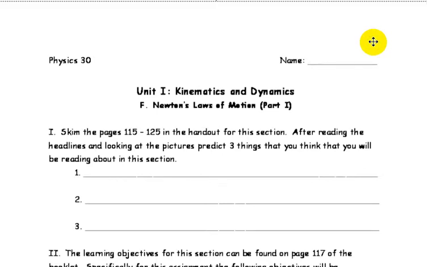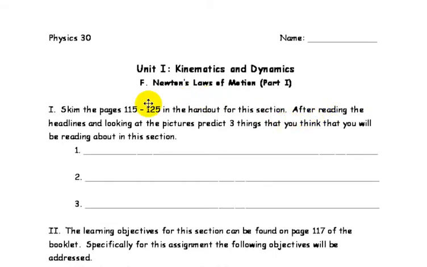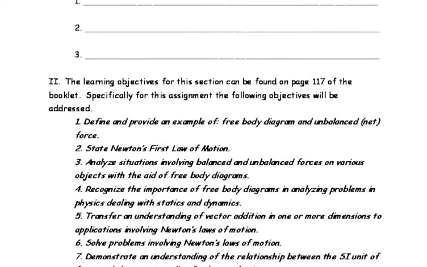Welcome back, Physics 30. This is the last part of Unit 1. It's Part F, Part 1, and Newton's Laws of Motion. It pertains to pages 115 to 125 of your duotang.